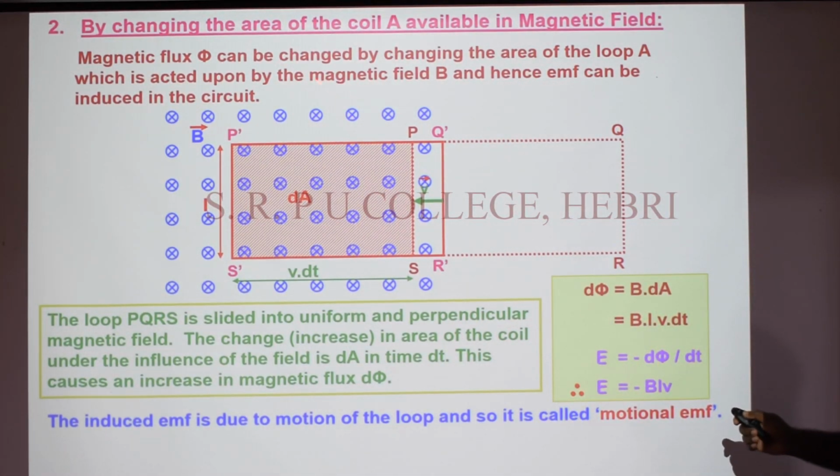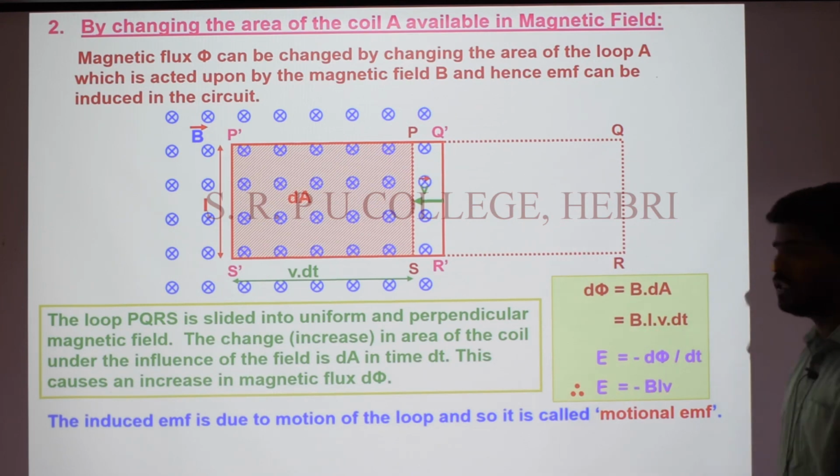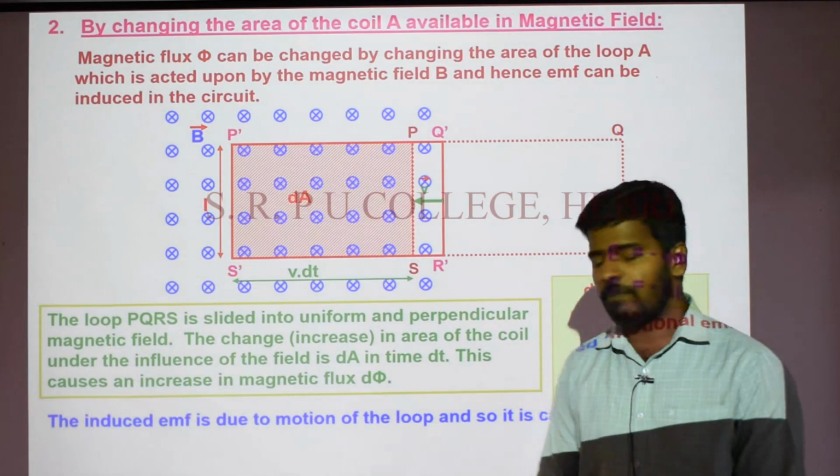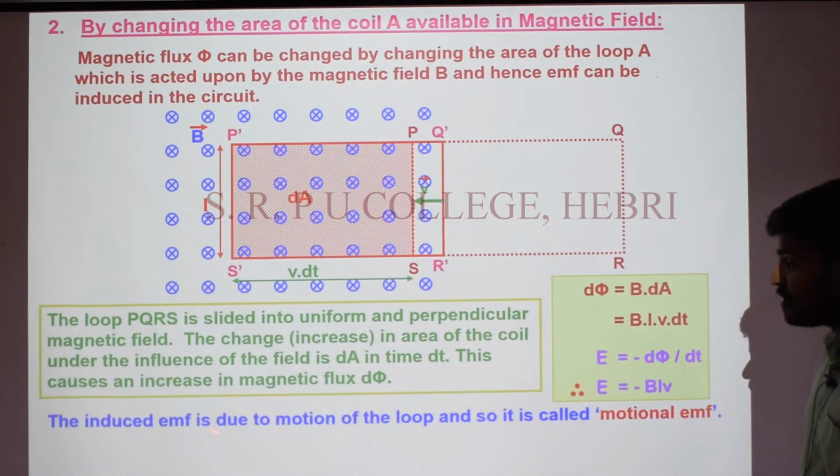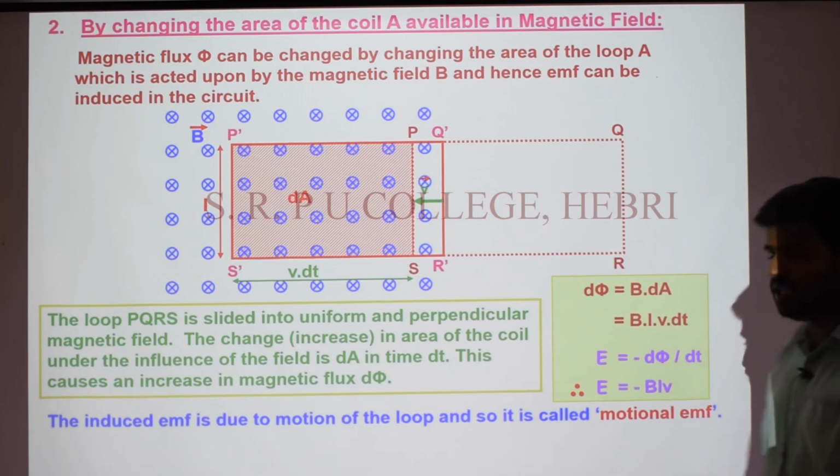First you have to write the explanation for this. After the diagram, write the terms given along with the equations. Is it clear? Here you have to write a term: change in area or dA is equal to L times V times dt, where A is the area. Next, E is equal to minus dΦ by dt, that is equal to minus BLV. Therefore, the induced EMF is due to the motion of the loop, and so it is called motional EMF.